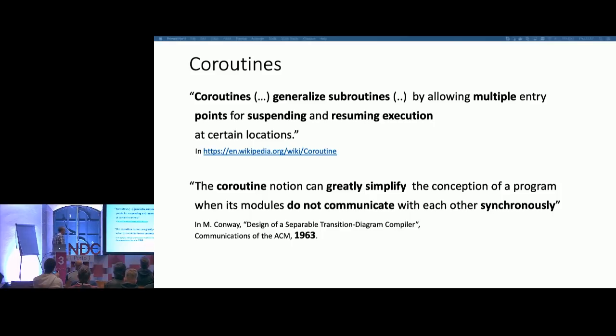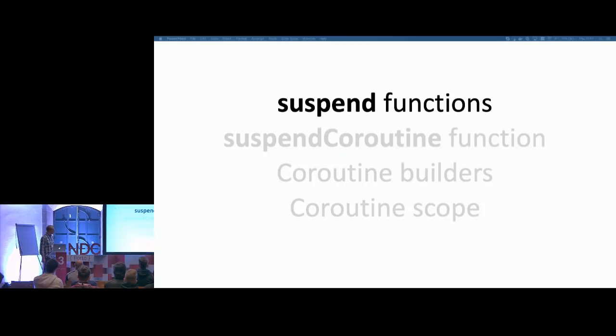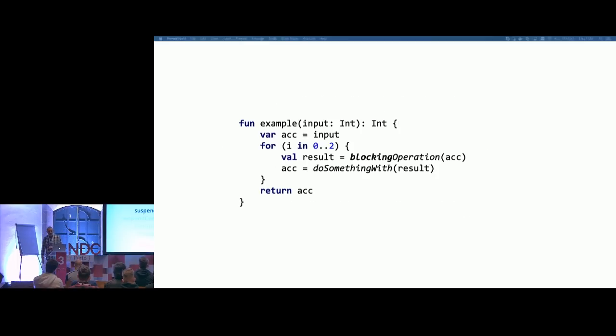And how is this rather old concept implemented in Kotlin? There are 4 core concepts that I will go through during this talk. The first one is the concept of a suspend function. So this is the original code. I have a function, a for, a blocking operation. The blocking operation returns a result. I do something with that result.